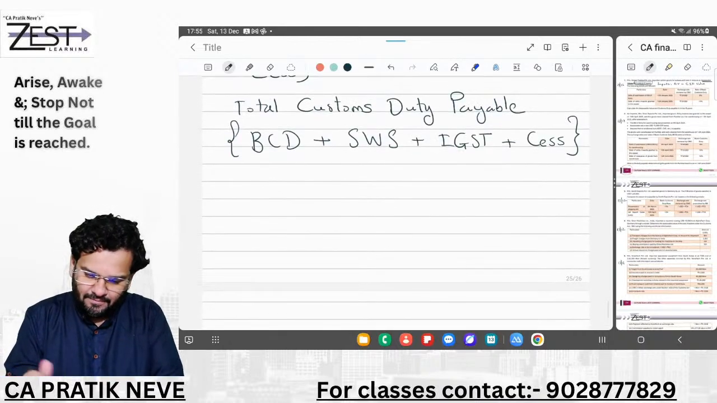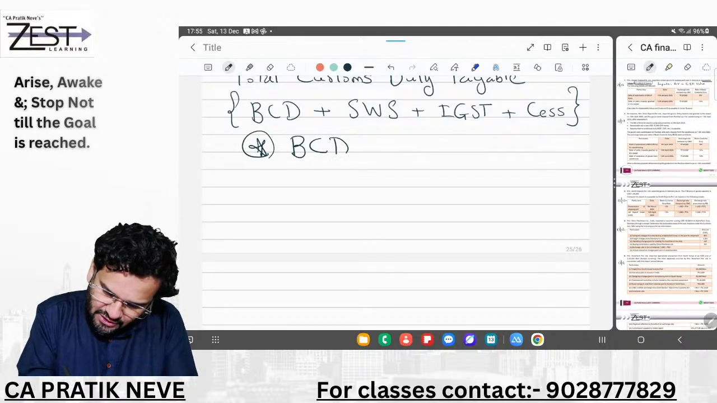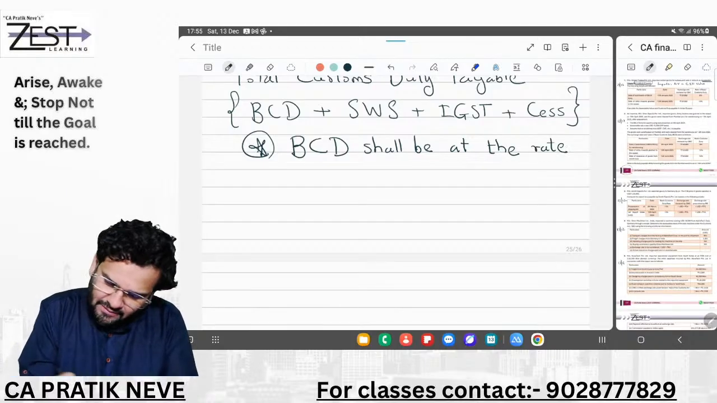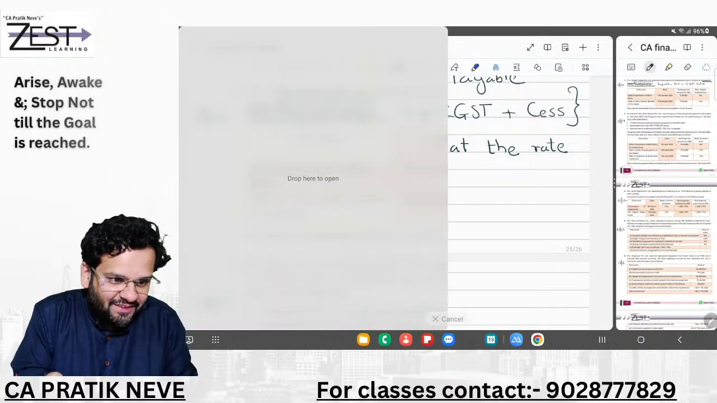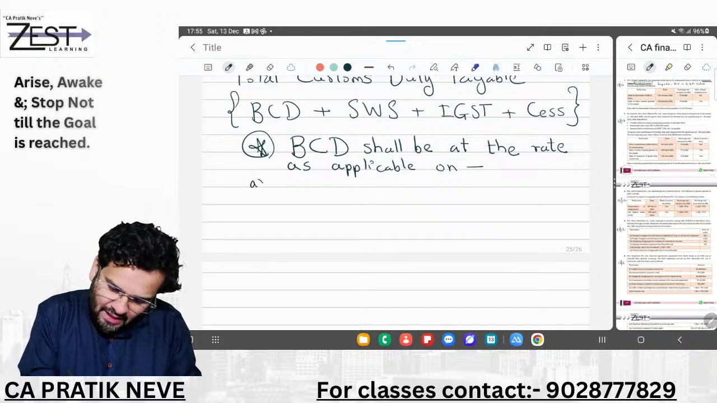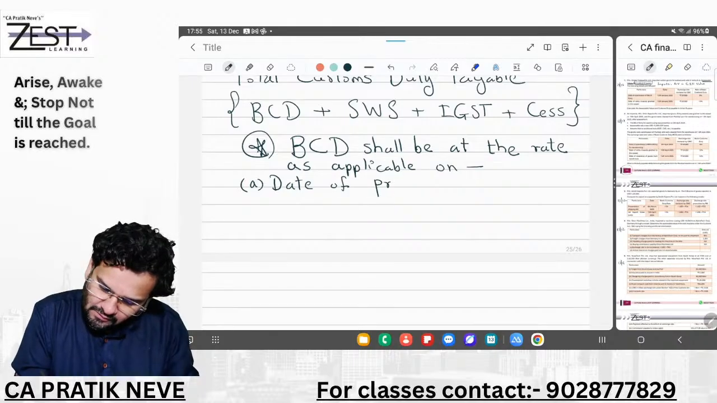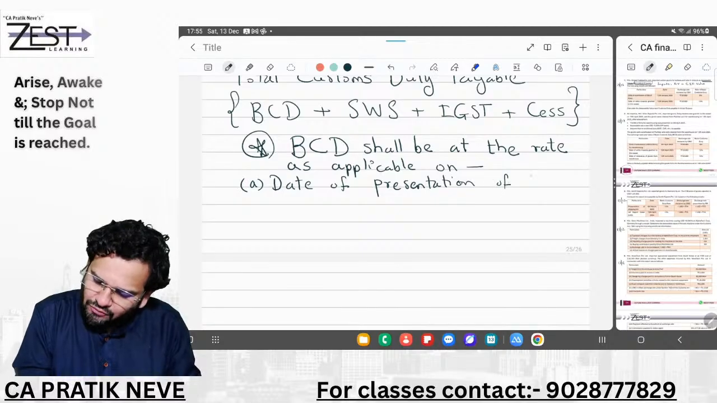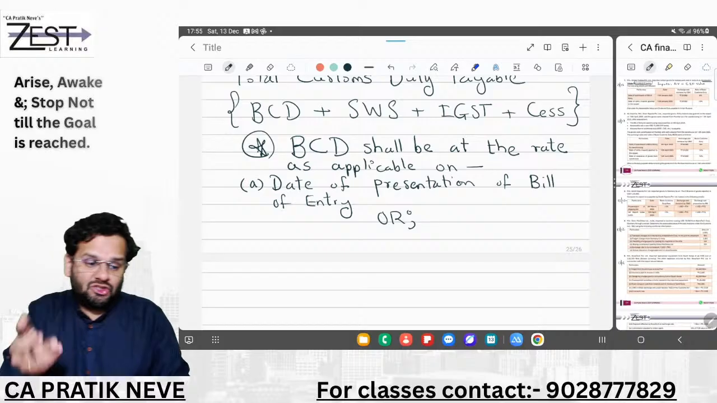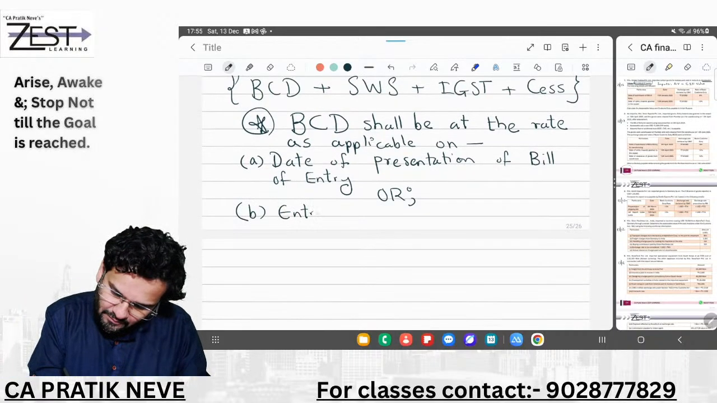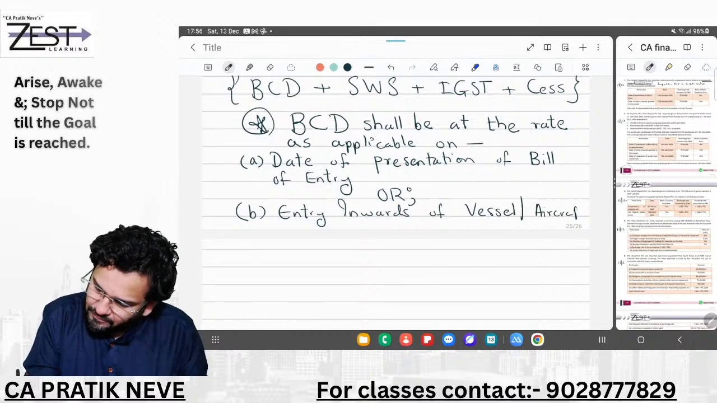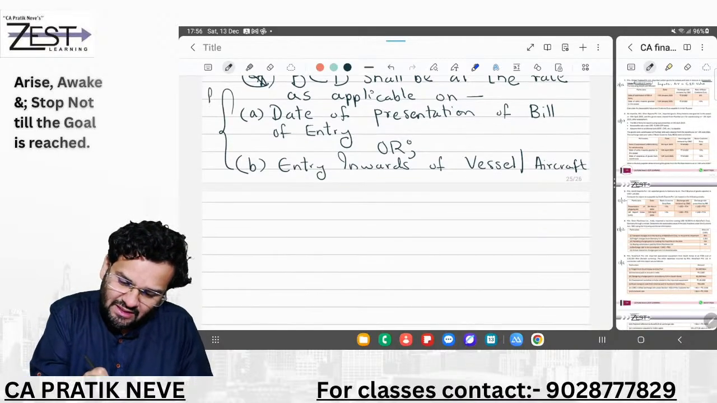So friends, basic customs duty shall be at the rate as applicable on the date of presentation of bill of entry, or entry inwards of vessel or aircraft, as the case may be. Out of this, whichever is later.